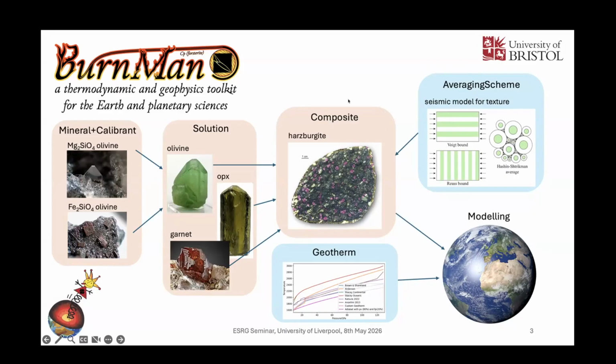And then in addition to the material classes, so mineral, calibrant, solution, composite, we also have a bunch of other classes that go along with BurnMan to help us achieve whatever modeling goals we have. So either to understand the layer of a planet or an entire planet, or the seismic velocity structure as a function of depth. And one of those is the geotherm class. There are a bunch of different geotherms packaged within BurnMan, which you can then interrogate either as a function of pressure or as a function of depth.